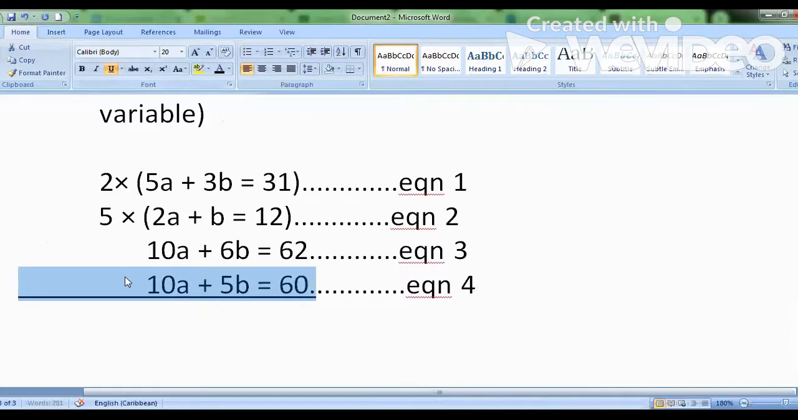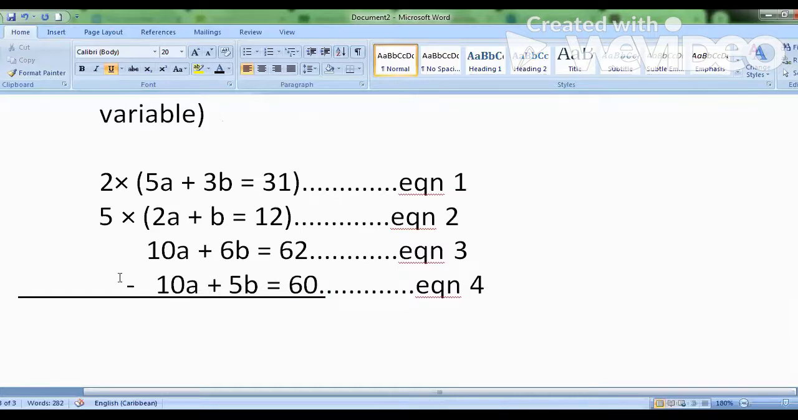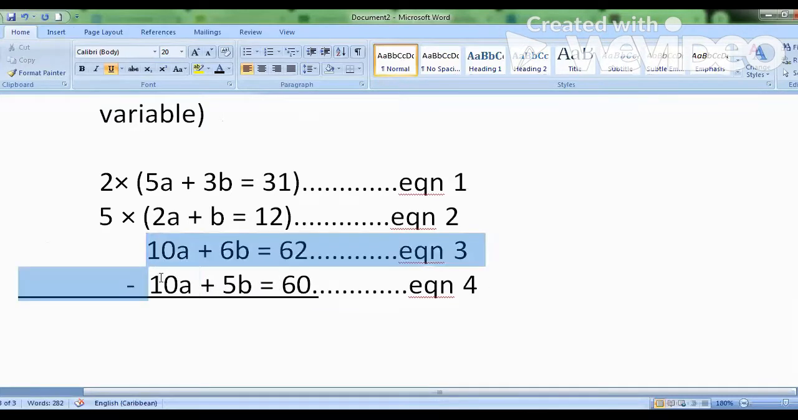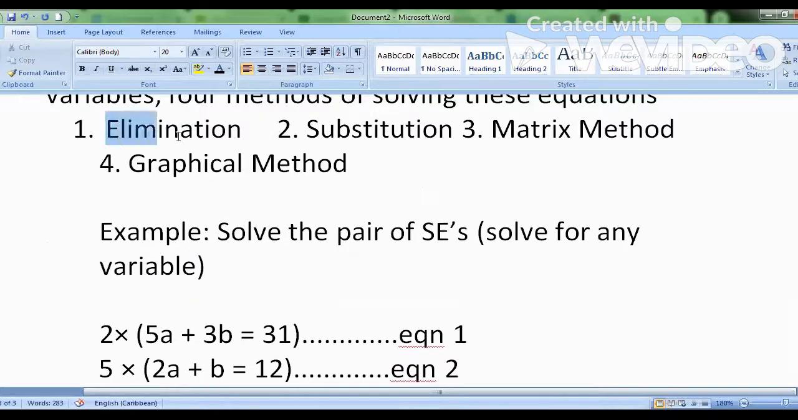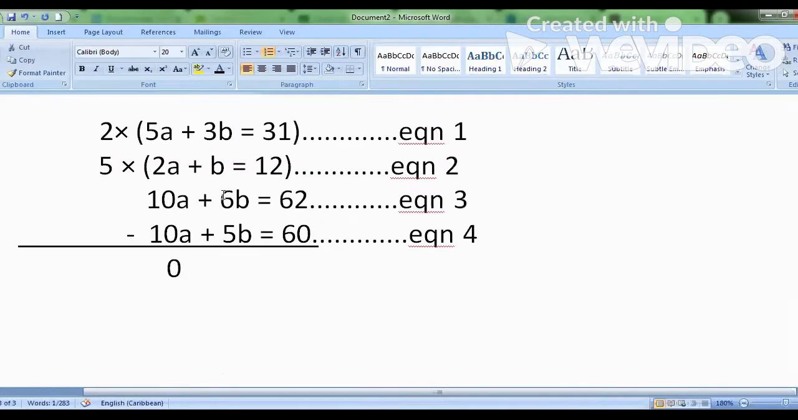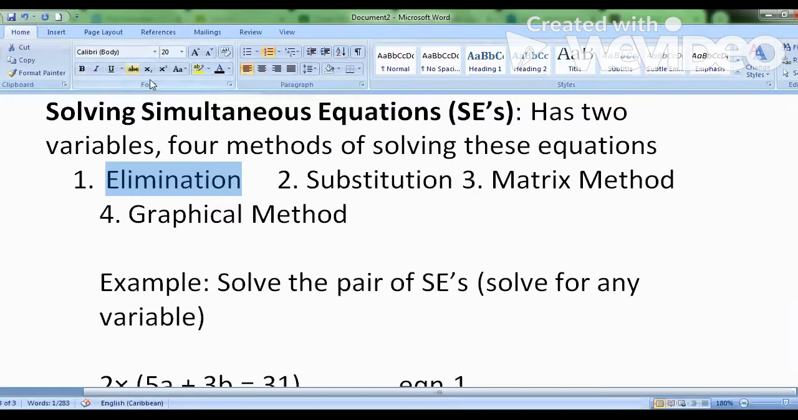So I'm going to draw a line like that, and I'm going to subtract equation 4 from equation 3. Would you agree with me that 10A from 10A would give you 0? What did I just do a while ago? I just eliminated A, and hence the method that we're using today. We're using the method of elimination.